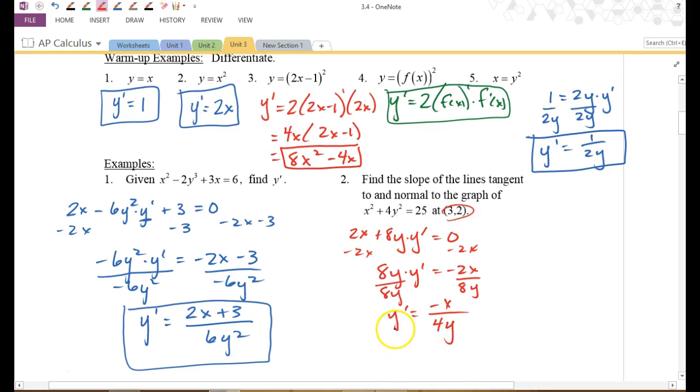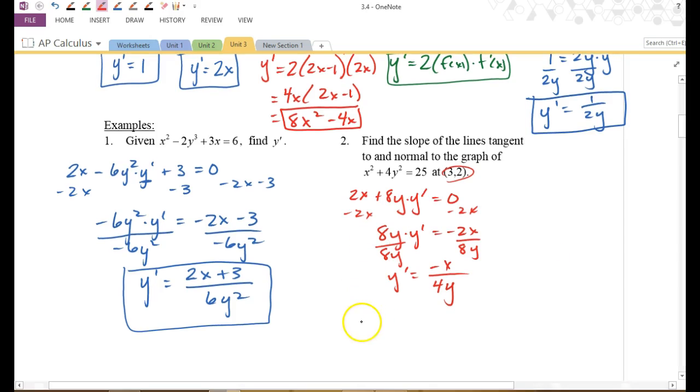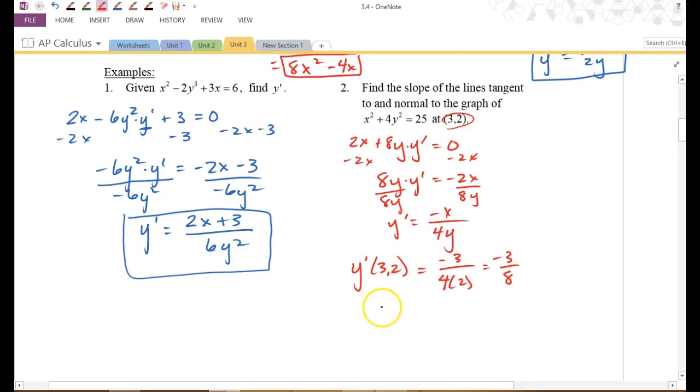All right, so now we have to use this point. Now notice that this time my derivative has an x and a y in it, and so does my point. So what I'm going to have to do here when I find the slope is I have to plug both the 3 and the 2 into the x and the y values. Okay, so my 3 is the x, my 2 is the y. So when I plug this in, it'll be negative 3 over 4 times 2, which gives us negative 3/8. Okay. So right there, that is the slope of our tangent line. So I can say slope of the tangent is negative 3/8.